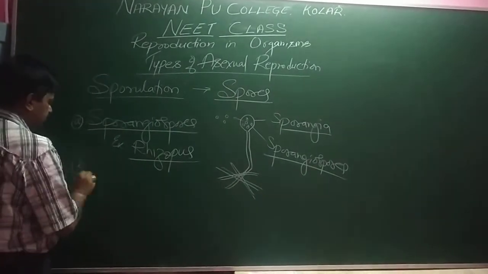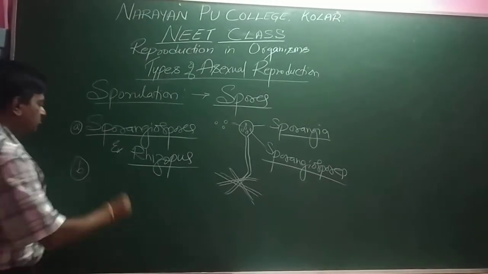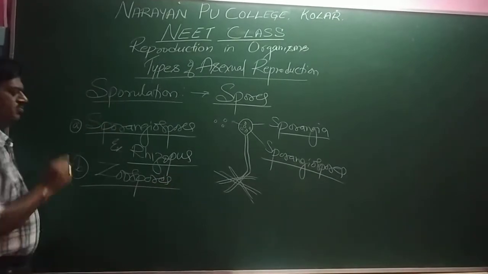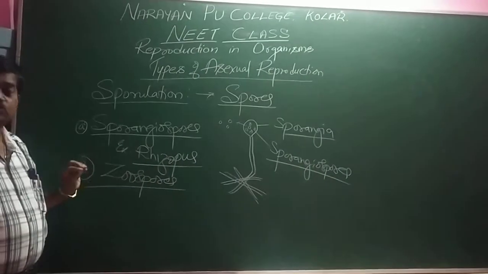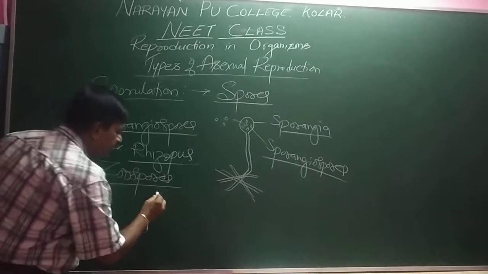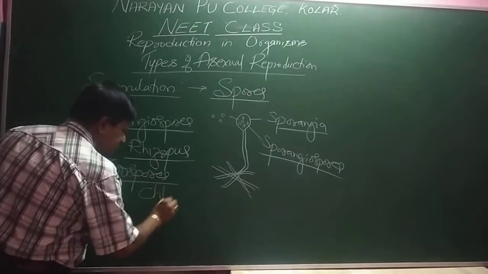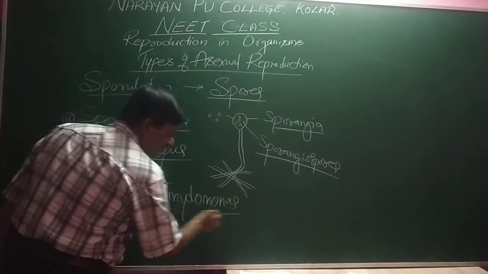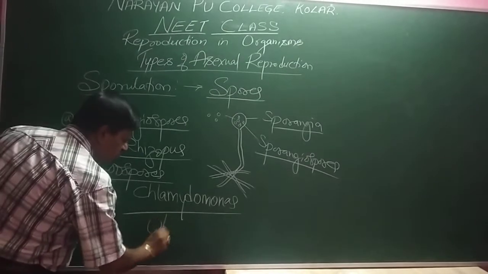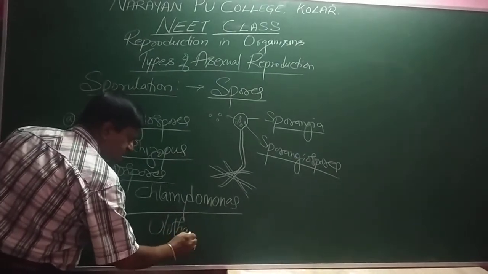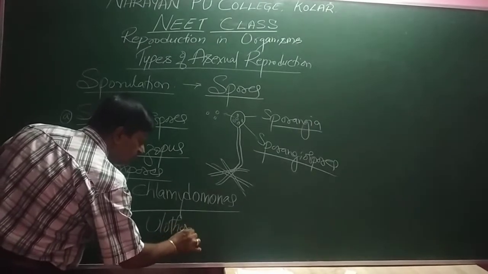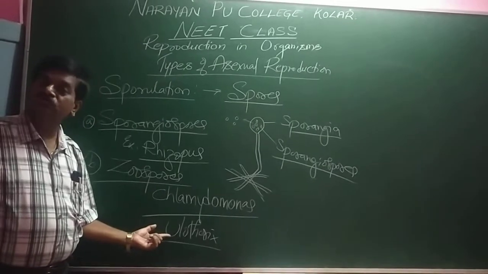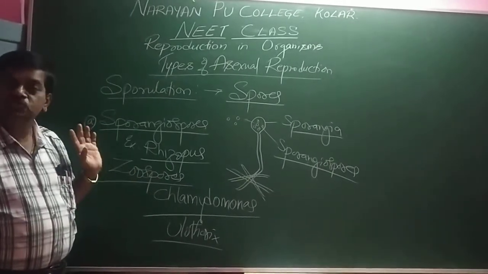Now we'll go for one more example called zoospores. These zoospores are present in the algae called Chlamydomonas, and one more called Ulothrix. So in Chlamydomonas and Ulothrix, there is a formation of zoospores.